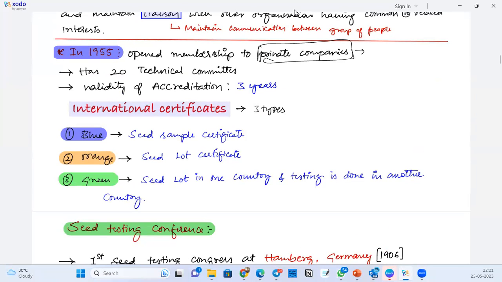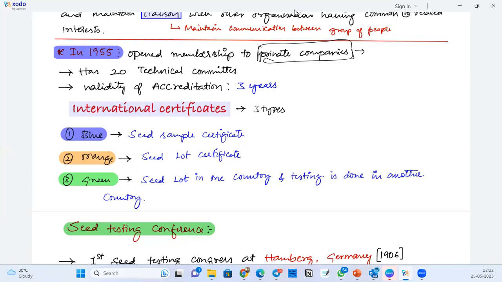Okay, it's not just a country that can become a member of ISTA. It's an organization that can have the membership. For example, if we have a seed testing laboratory in India, it can become a member or take the accreditation from ISTA, so that if we test our seed in that lab in India, they have the authority to provide international certificates, which are the seed sample certificate or seed lot certificate. For that to happen, it has to be recognized by ISTA. So that is what membership means.